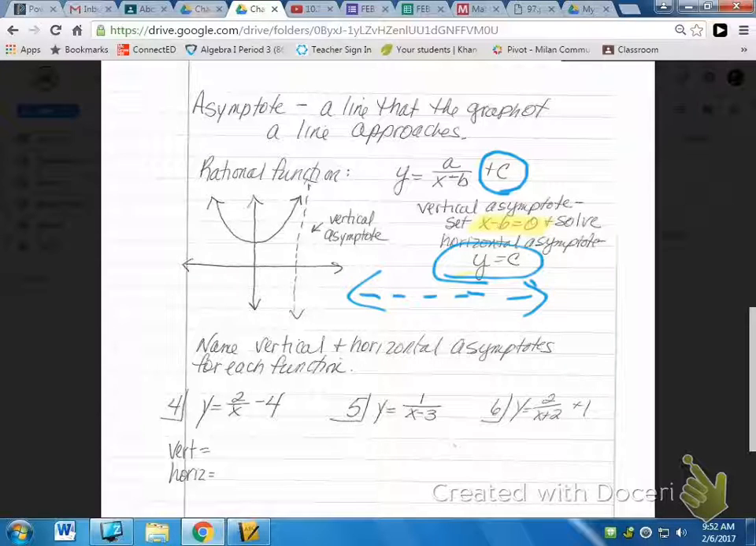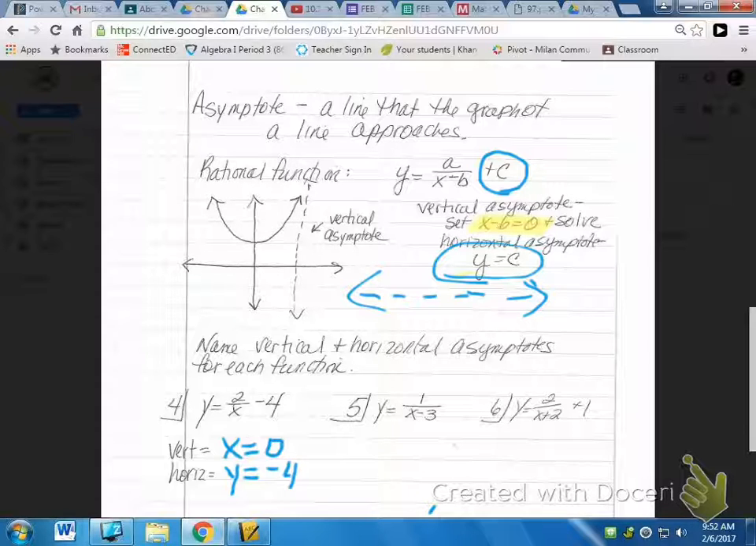So example 4, I've got something pretty basic: y equals 2 over x minus 4. For this one, the vertical asymptote is where you set the denominator of the fractional part equal to 0. The horizontal asymptote would be y equaling the number at the end. For this one, what would that be? Negative 4. That's it for what we're doing right there. We're going to graph some in just a second.